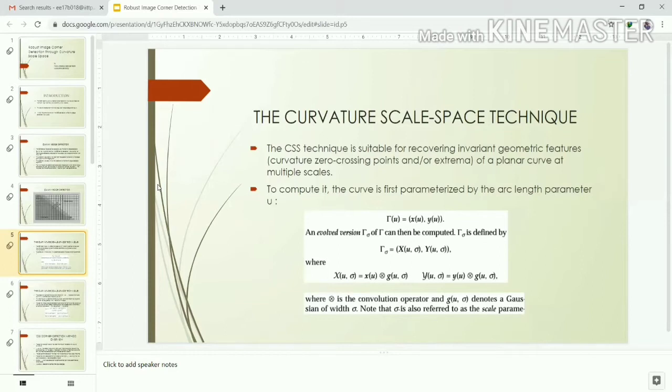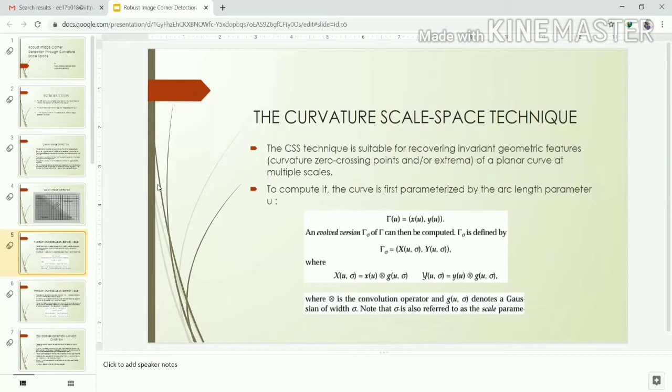To compute this, the curve tau is first parameterized by the arc length parameter mu. Now we can compute tau of mu equal to x of mu comma y of mu. An evolved version of tau of mu can be computed. Tau of mu comma sigma is defined as x of mu comma sigma, y of mu comma sigma, where x of mu comma sigma is x of mu convolved with g of mu comma sigma, and y of mu comma sigma is equal to y of mu convolved with g of mu comma sigma.